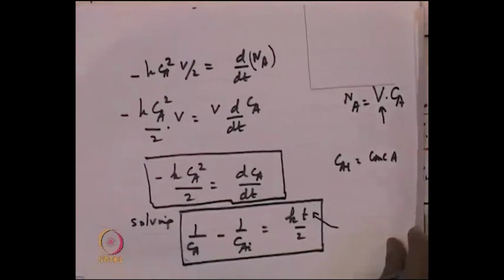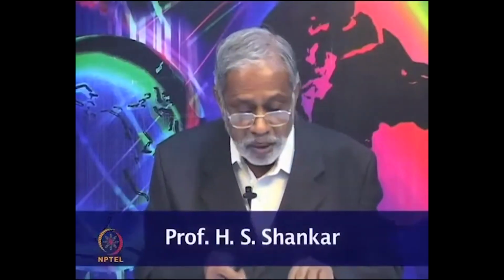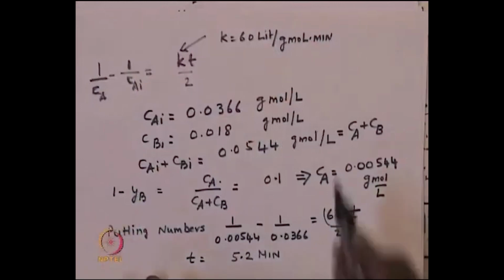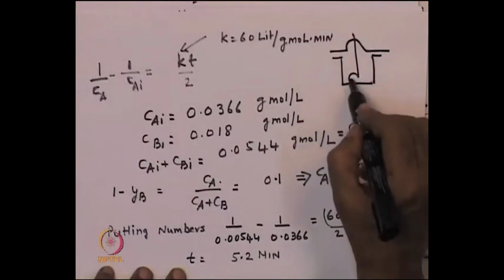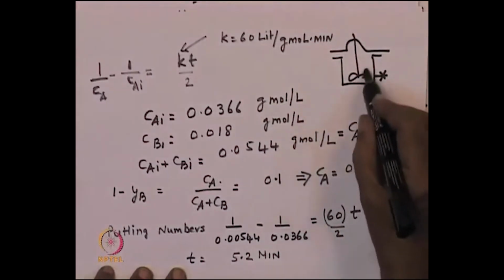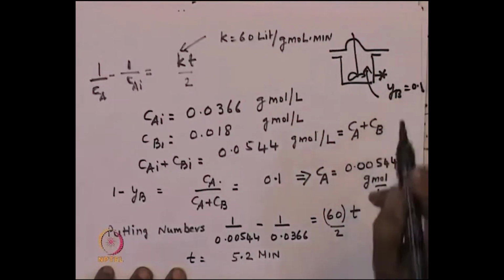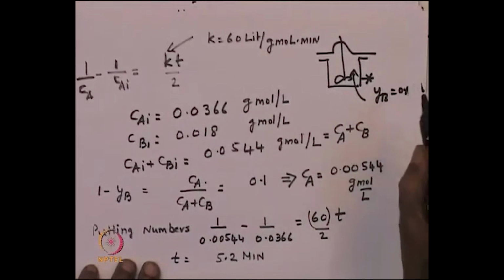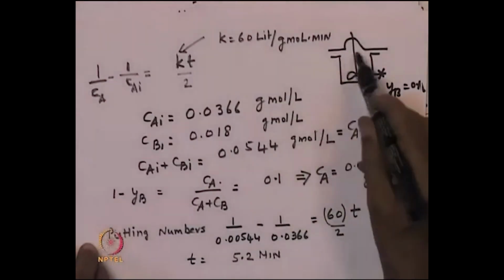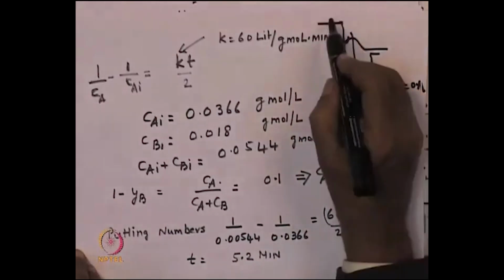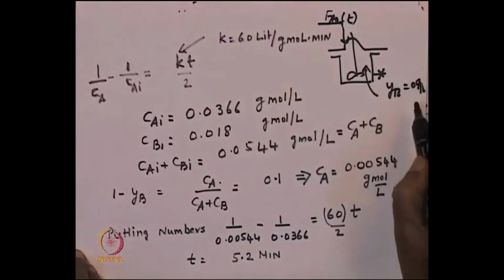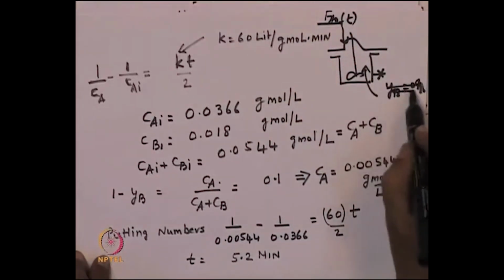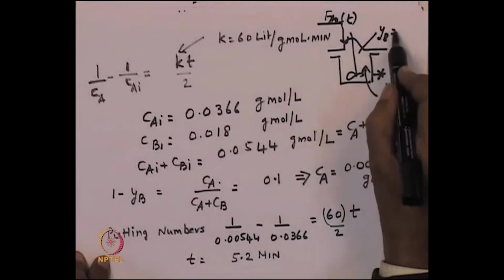What is specified in the problem? What is specified in the problem is the following. Problem statement says, let me draw it once again, it says this is closed. The problem statement asks how long it takes for the contents of this equipment to reach Yb equal to 0.9. We want Yb equal to 0.9.